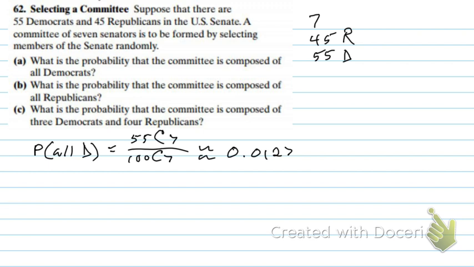Look at B. What's the probability that it's all Republicans? What would change? Right? That 55 would go to 45. What's the probability that it's 3 Democrats and 4 Republicans? We're going to quit on this one. Holy cow, what do I have to do? Probability of 3 Democrats, 4 Republicans. How many ways can I get 3 Democrats? 55 chosen 3 at a time.